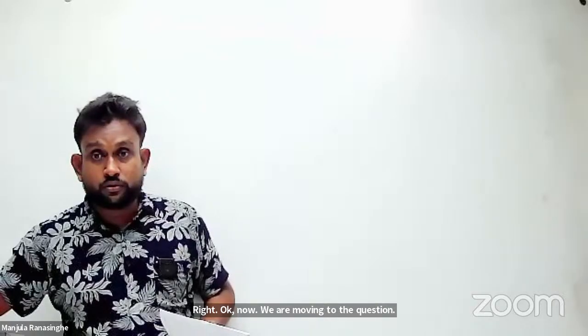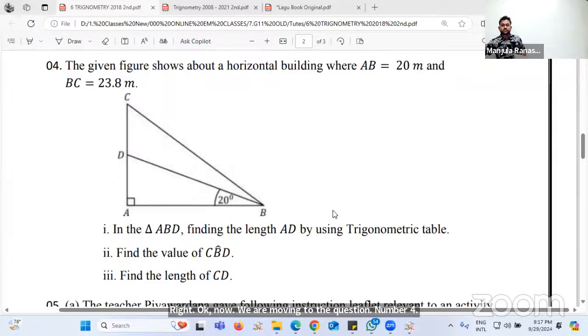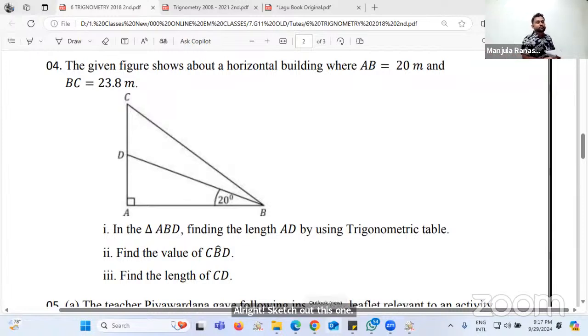Yes, the session is recorded. Okay. Now we are moving to question number 4. Sketch out this one. The given figure shows a horizontal building where AB equals 80 meter. This is a third term lesson. So you are learning the grade 11 third term lesson also.